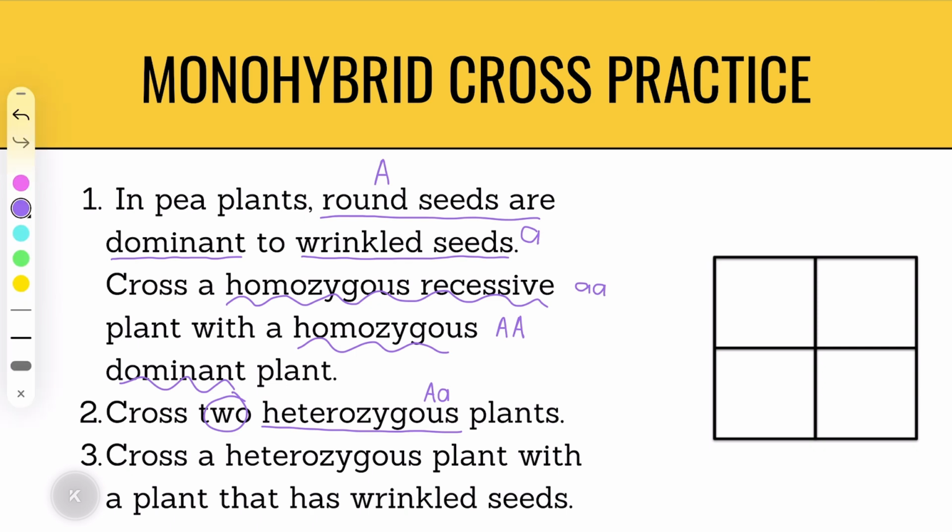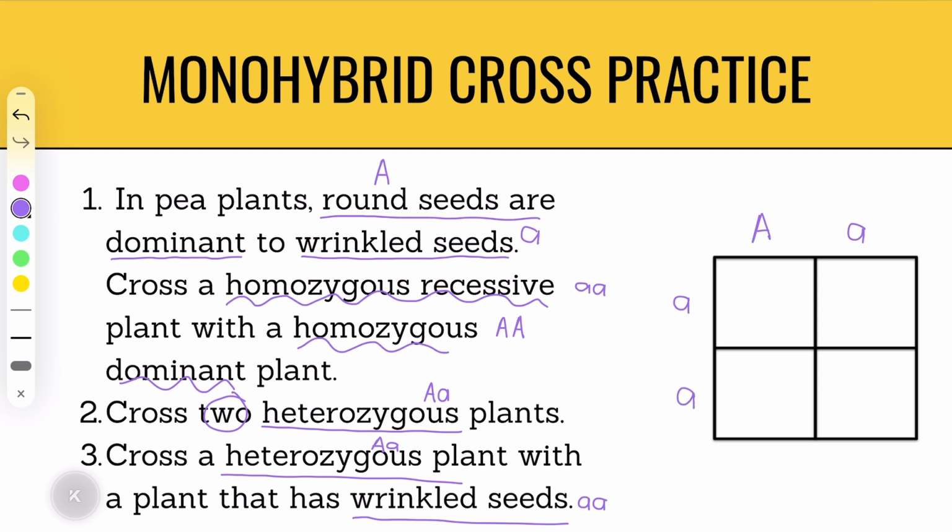All right, and then our last one. Go ahead and pause it and see if you can do it on your own, and then come back and watch me. So it says cross a heterozygous plant, heterozygous is big A, little a, with a plant that has wrinkled seeds. What do I know about wrinkled seeds? They're recessive, and the only way to have a recessive trait is to have all recessive alleles. So that means that my Punnett square should look like this.